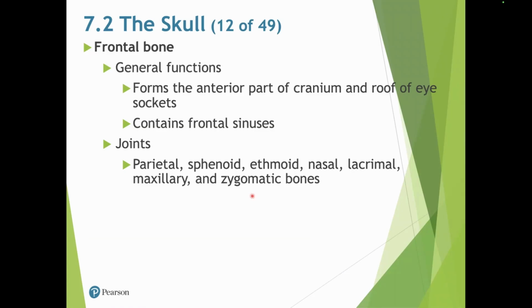Next is the frontal bone. The frontal bone is going to form the anterior portion, right? The front of the body, the front of the cranium, and the roof of the eye socket. It's also going to contain the frontal sinuses, okay?